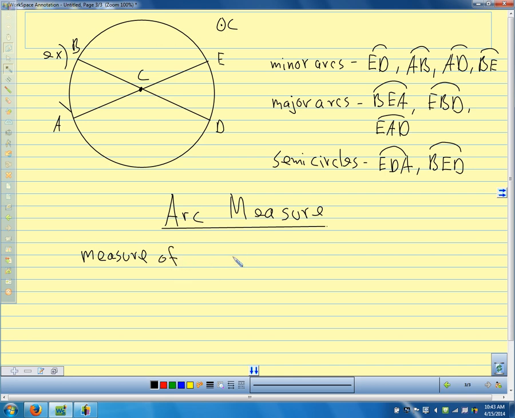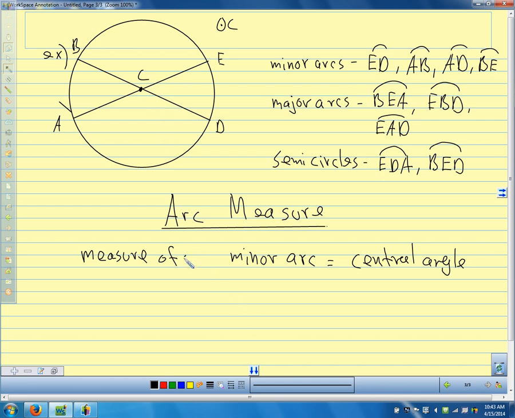So the measure of a minor arc. This would be one of the formulas that would go in there. The measure of a minor arc equals the central angle. For example, and we'll do an example where we're calculating, the measure of arc ED would be the measure of this central angle.